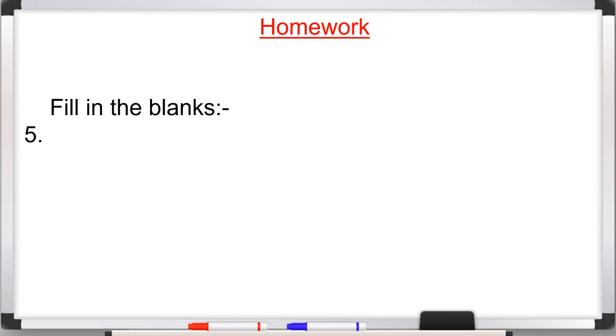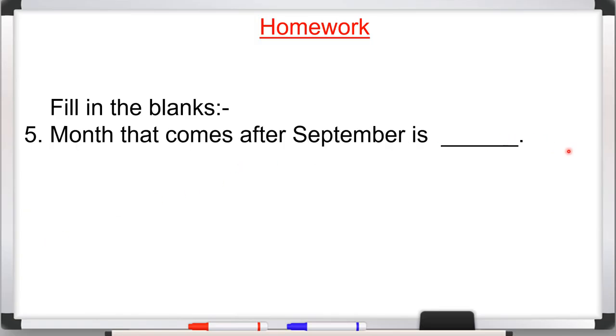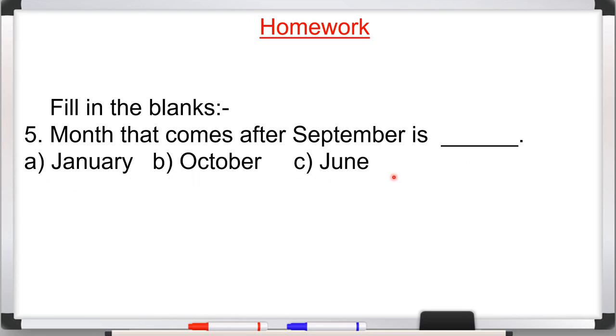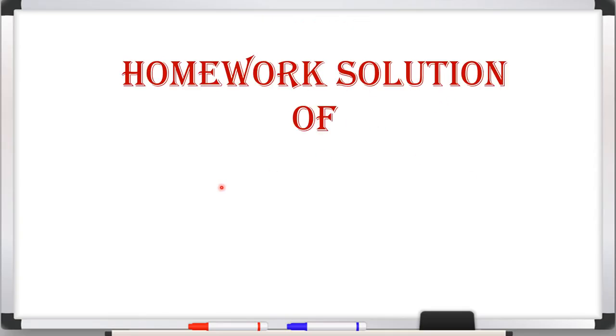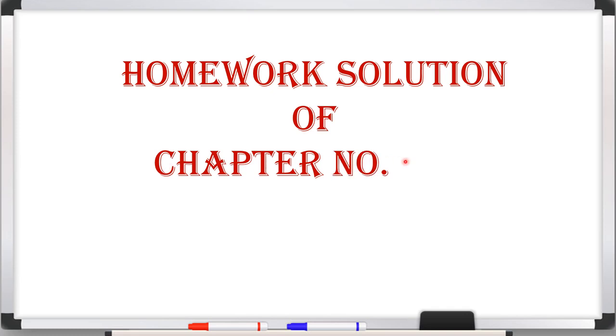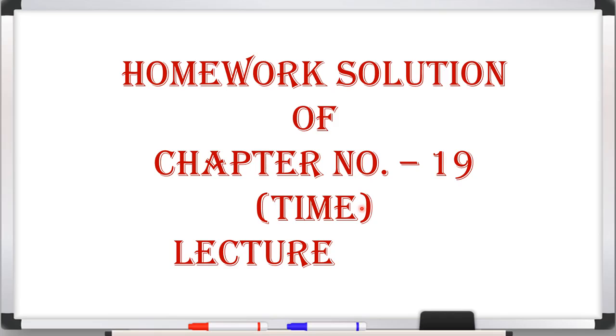Now question number 5. Month that comes after September is dash, and options are A, January, B, October, C, June, and D, April. You need to write the correct option. Okay, beta? Now, homework solution of chapter number 19, and the name of the chapter is Time, lecture number 4.